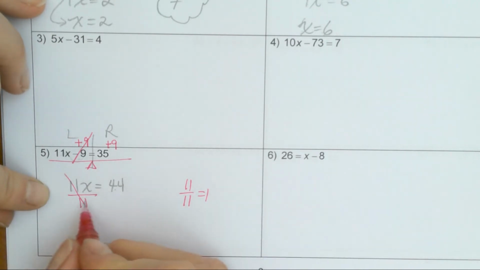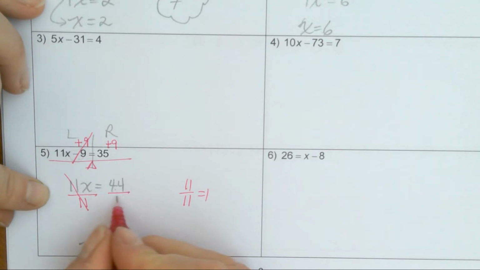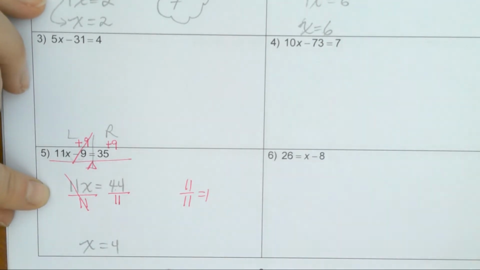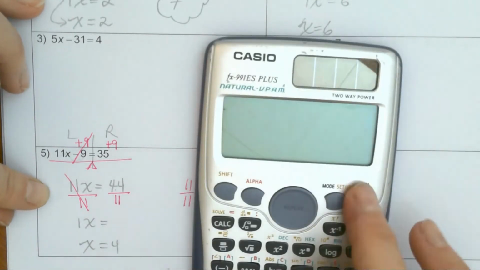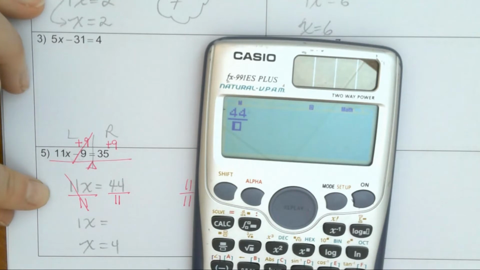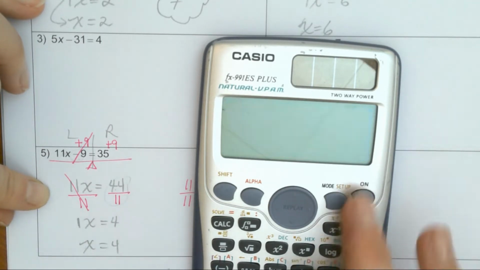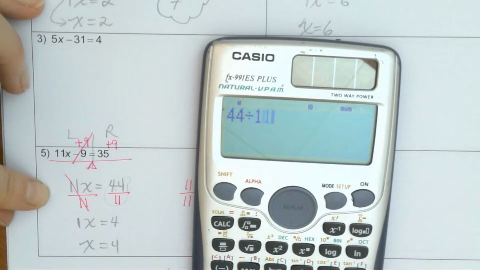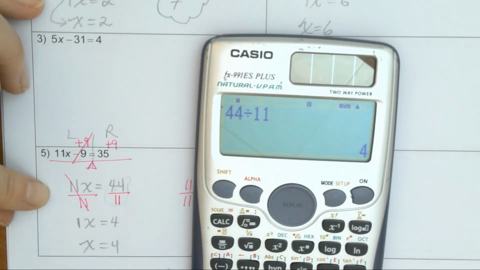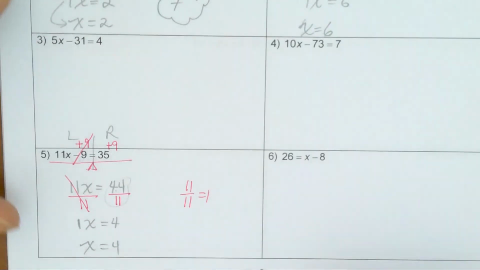But if I divide this side by 11, I have to divide that side by 11. So now this is 1x. And 44 divided by 11, let's check. 44 over 11 is 4. Same, but we don't have to write the 1, so we can just write it this way. You can also put it in your calculator, just go 44 divided by 11. It's the same thing. Okay, let's look at the next one.